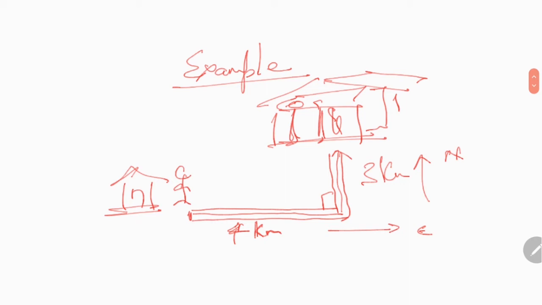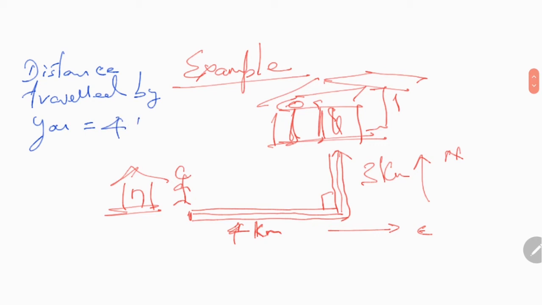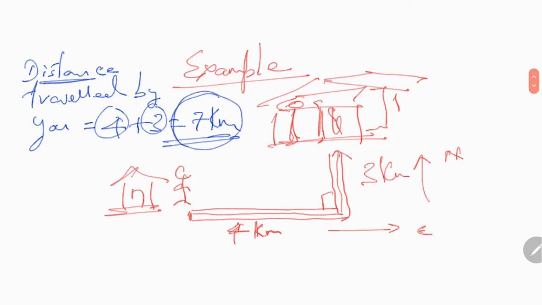Now, if I ask you, what is the total distance traveled by you? What will be your answer? It will be 4 plus 3, that is equal to 7 kilometers. What you have done is just added 4 and 3, and your answer is 7 kilometers. So this is your distance. We just added up the quantities, and this 7 kilometers has no mention of any direction. It just says you traveled 7 kilometers.